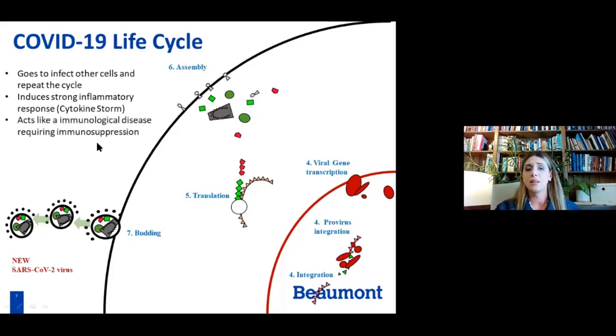So it ends up acting like an immunological disease in some situations where we are utilizing immunosuppression such as steroids and other agents that we tend to use for transplant patients and just immunological diseases to settle the storm in order to improve survival. So it's almost a fine balance between reversing the inflammation, but also you have to be careful because over suppression can also lead to complications.